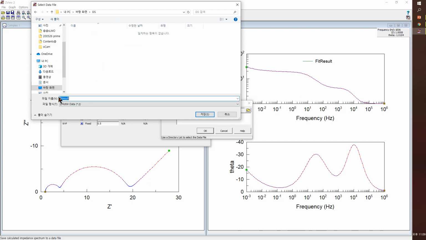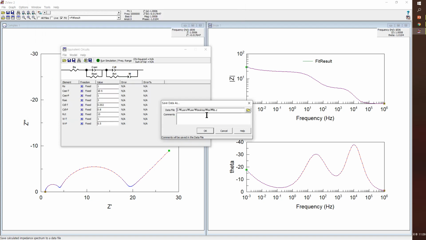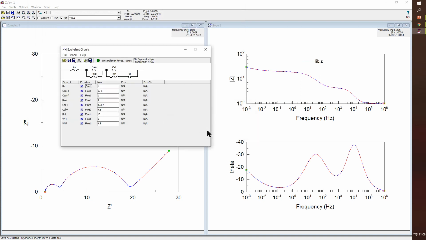Then let me rename this file. What is the file name? Let me say lithium ion batteries, and click save. Okay, right now you have saved the simulated data.